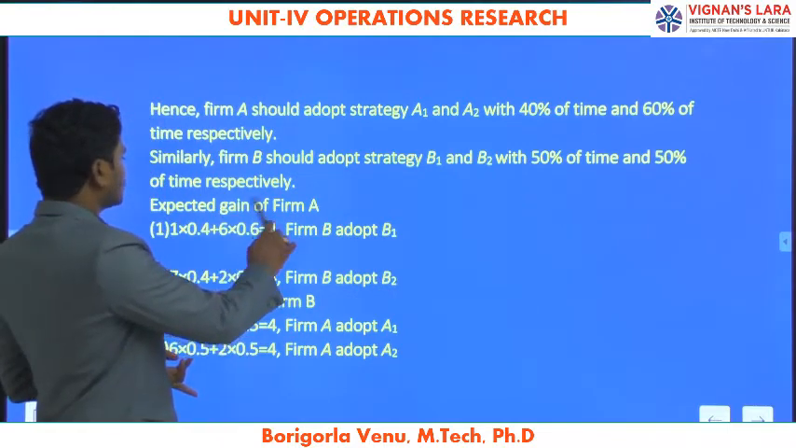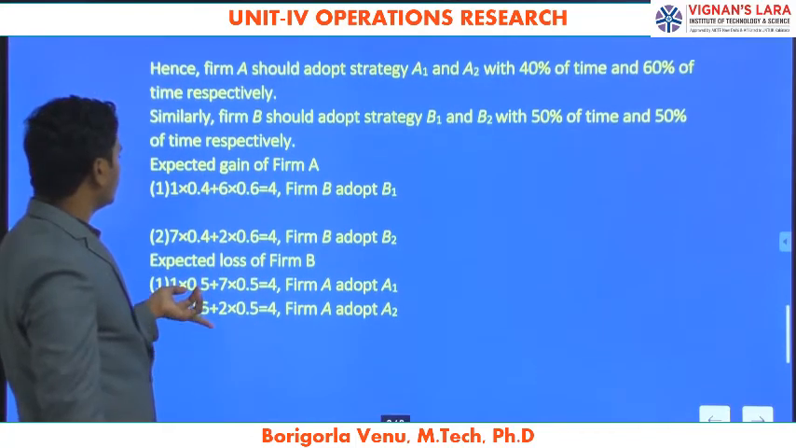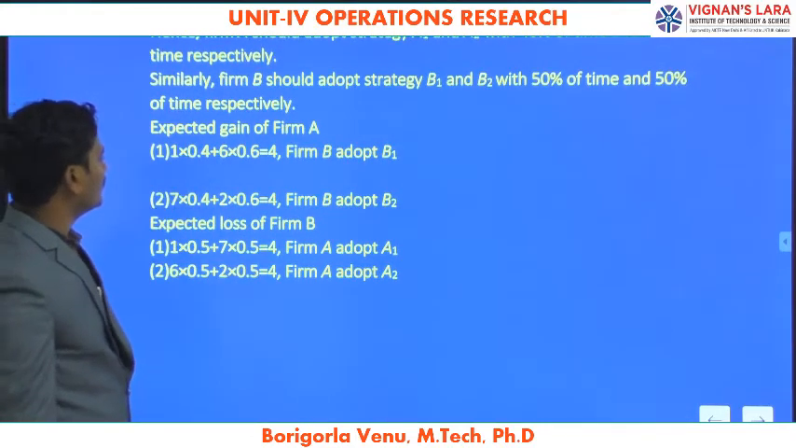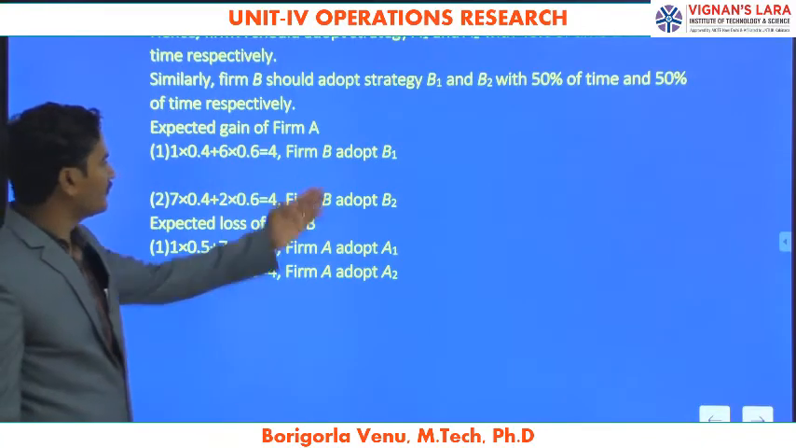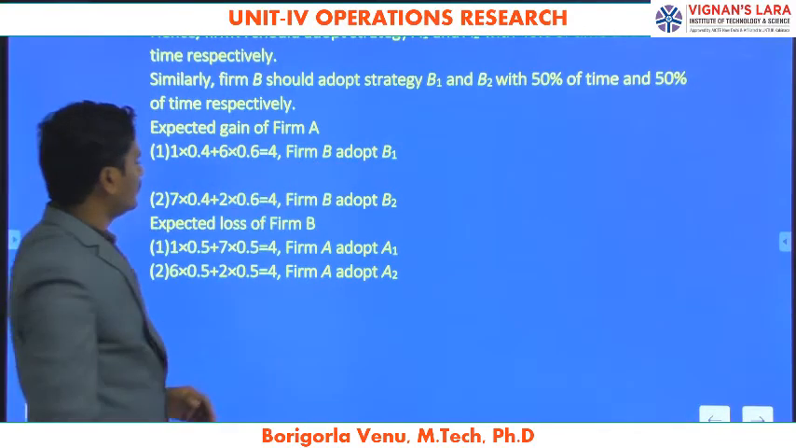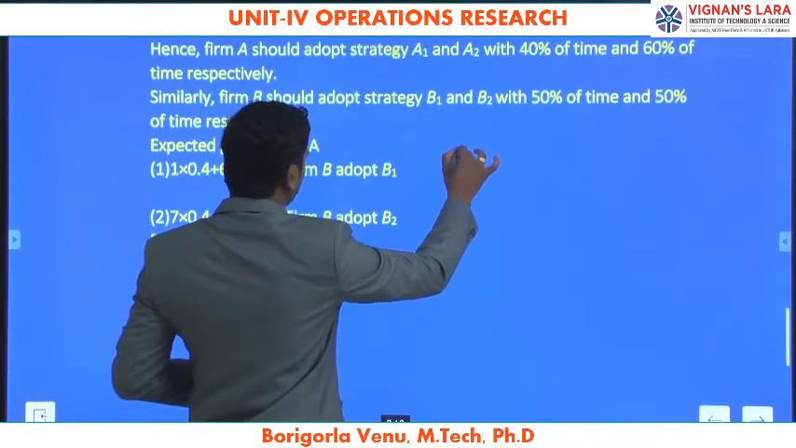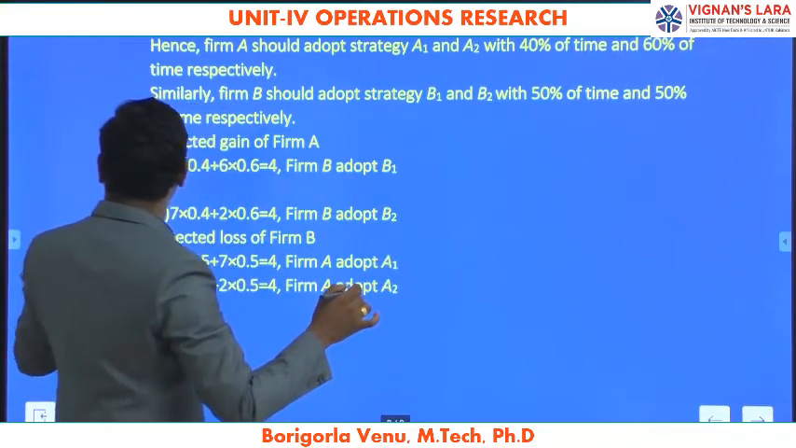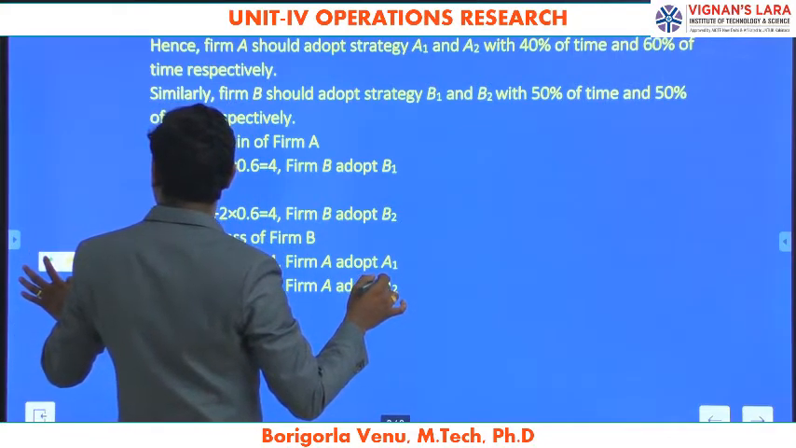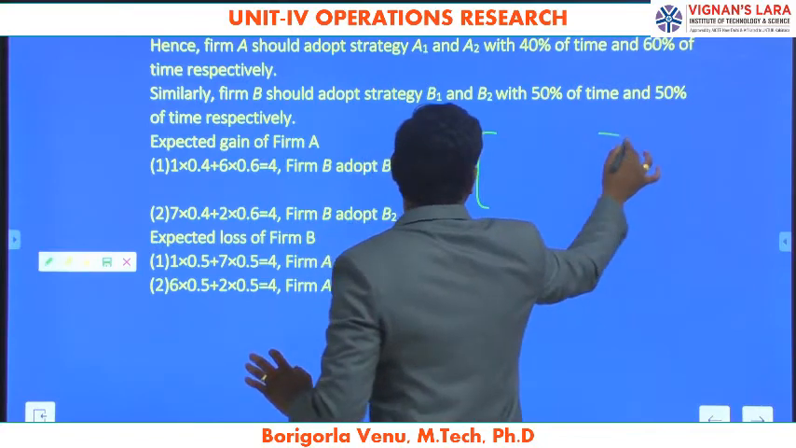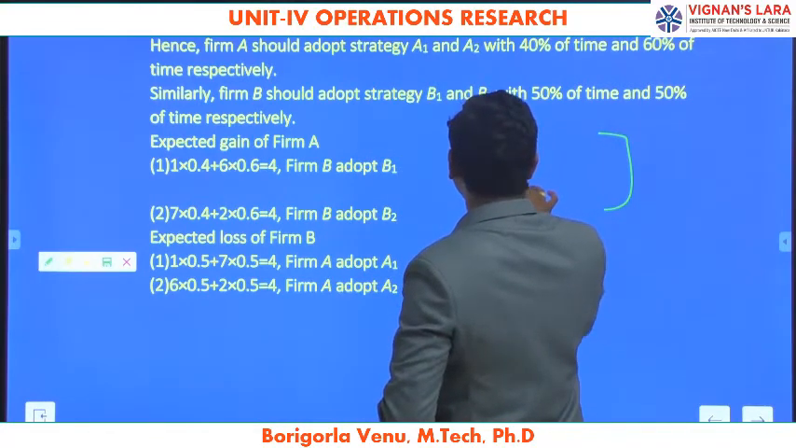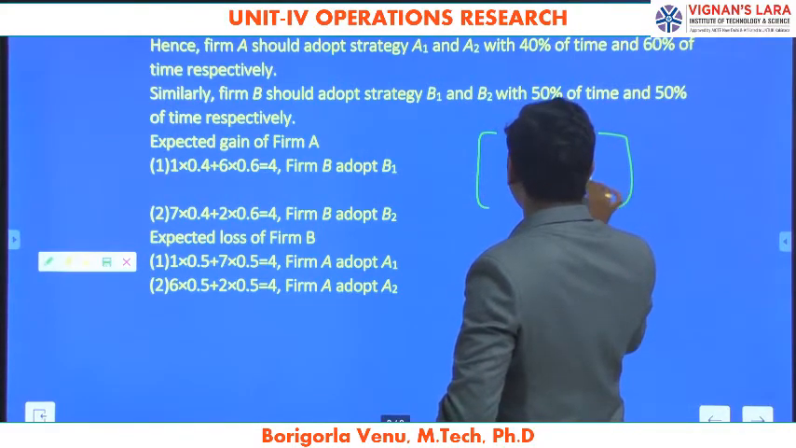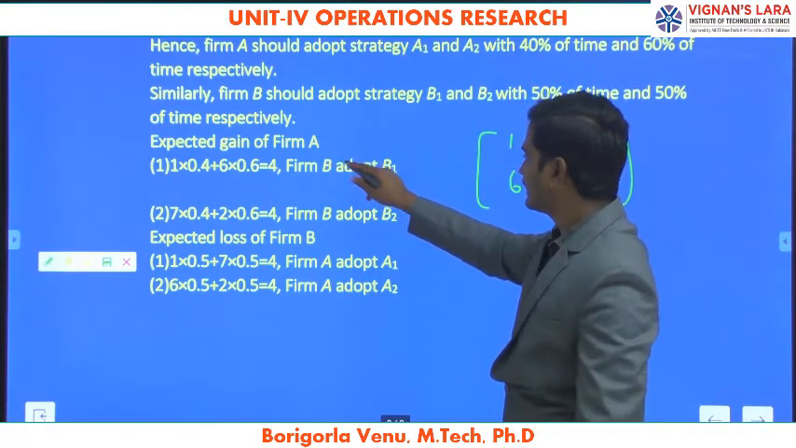Okay, here we are going to calculate the expected gain of form A. The expected gain of form A is calculated when form B is adapted. Here we have the matrix, our matrix is 1 6 1 6 7 2. From this we are going to calculate the expected gains.